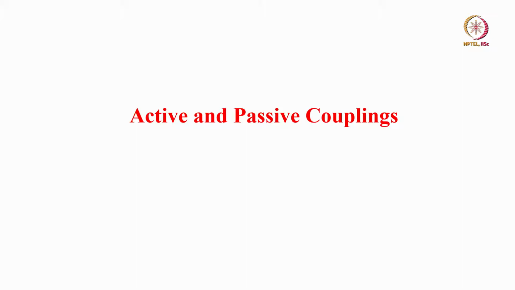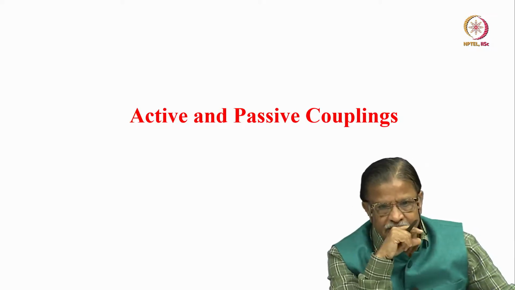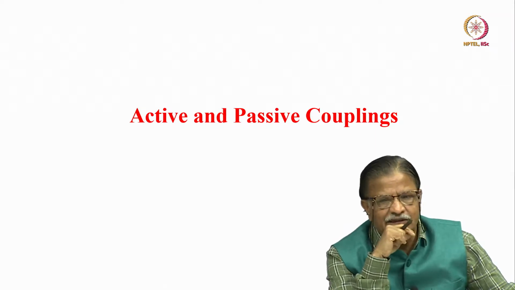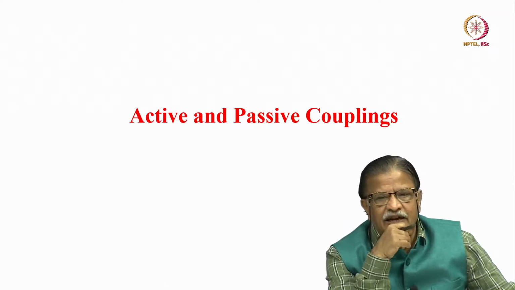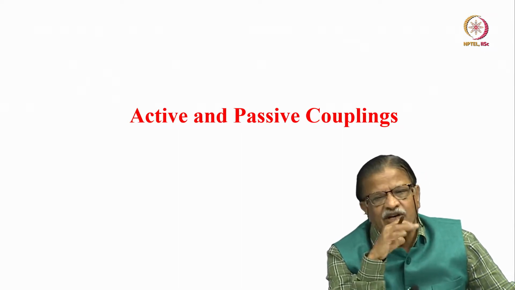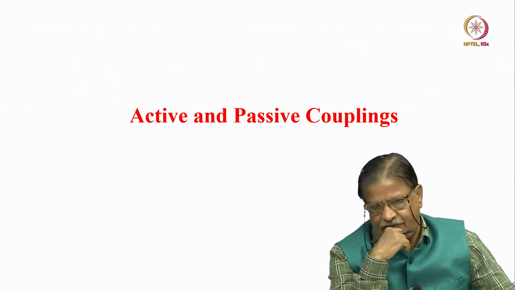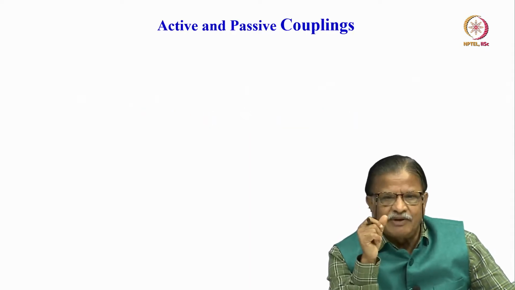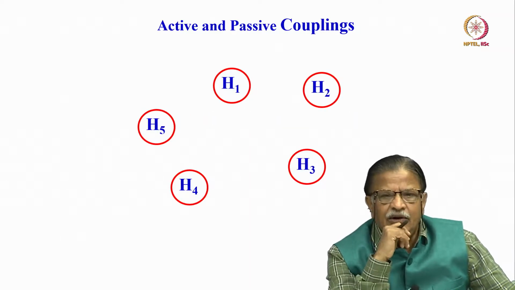Now, I will tell you something about what are called active and passive couplings. This is something very important you must understand. We always use this jargon in NMR called active spin, passive spin, etc. Similarly, we talk about active coupling and passive couplings. What is an active and passive coupling? We will see here. Look at this one.